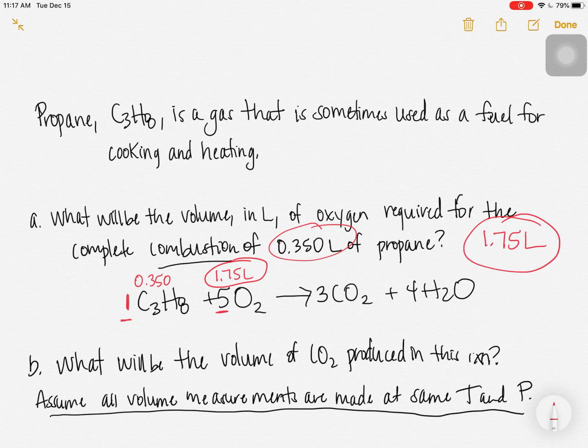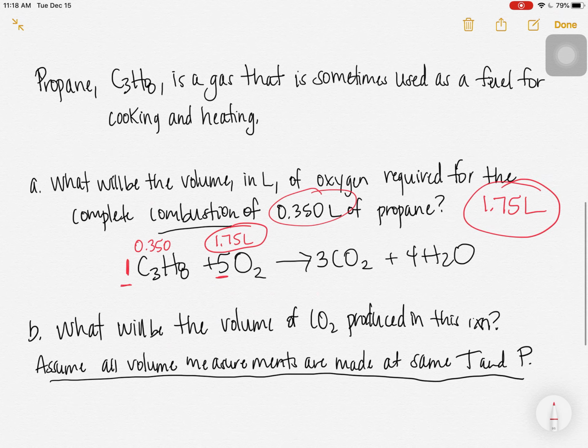And I'm allowed to do this only because Avogadro's law makes it possible for me to substitute in these volumes into a reaction, because I know that the temperature and the pressure are staying constant. If I don't know that, I'm not allowed to do this. And this problem would be much more difficult, and we'd have to solve it in a different way.